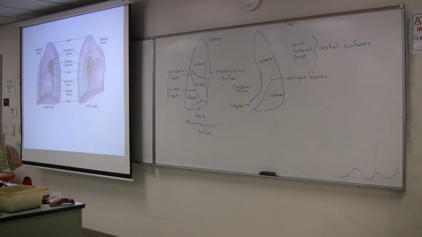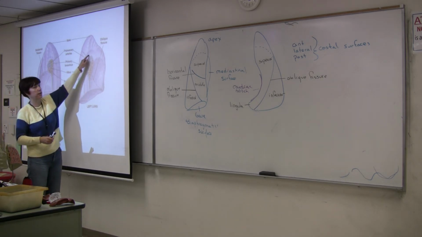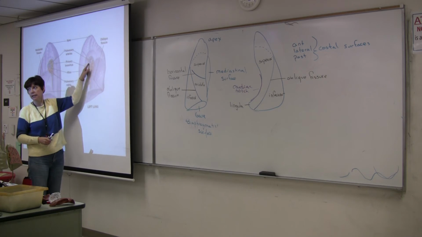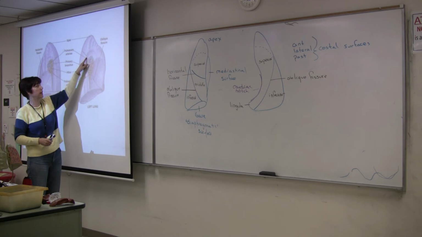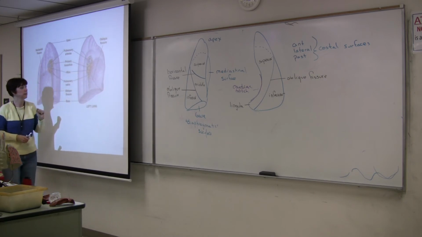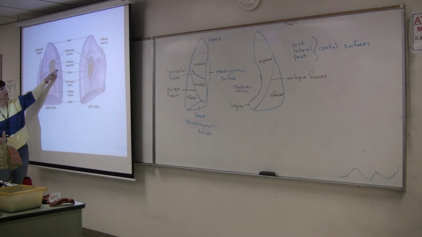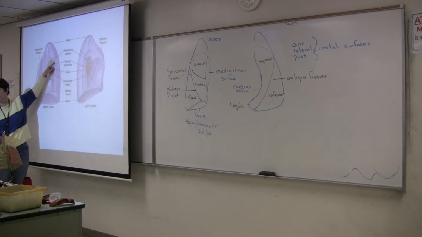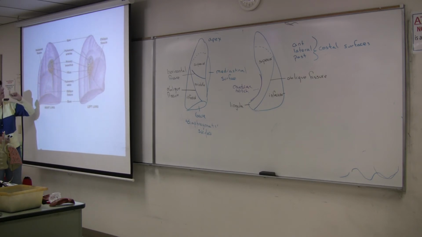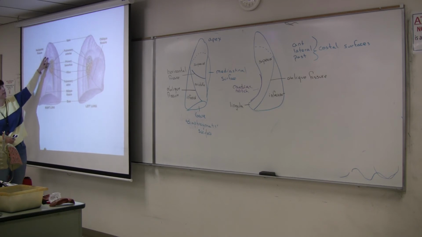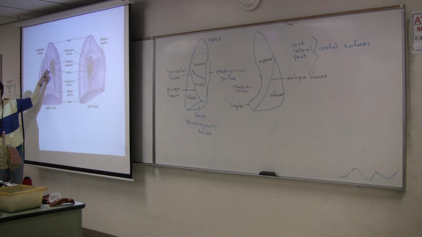All right, let's look at the mediastinal surface. You'll notice that the left lung has an arch-like depression. What creates that? The aorta. So we have the ascending aorta, arch of the aorta, and thoracic aorta. The right lung also has an arch-like depression. What do you think causes that? What would this vessel be right here? Good. Superior vena cava.